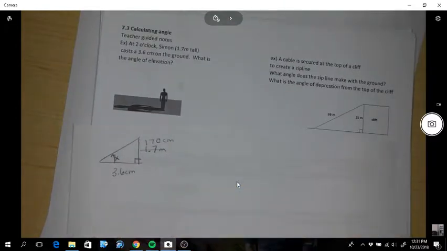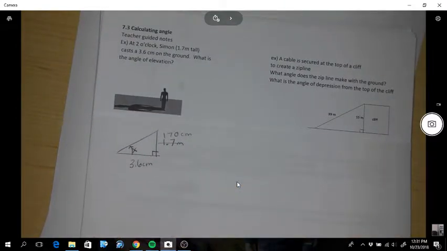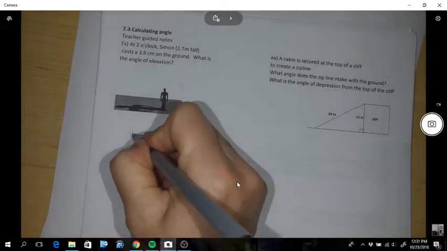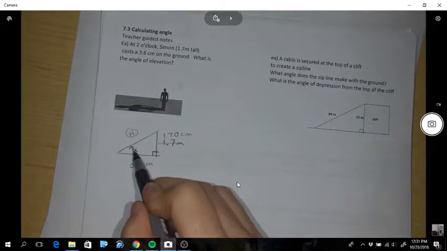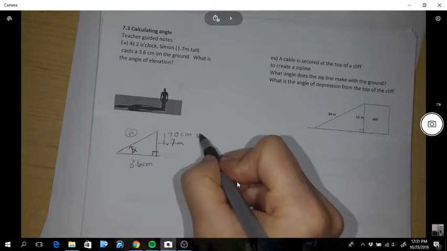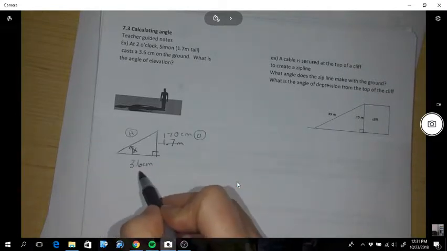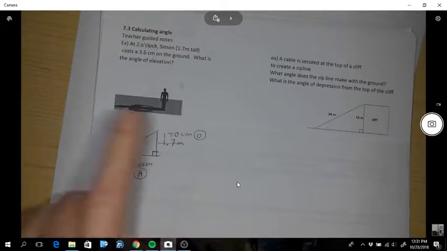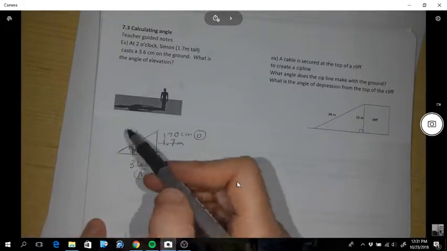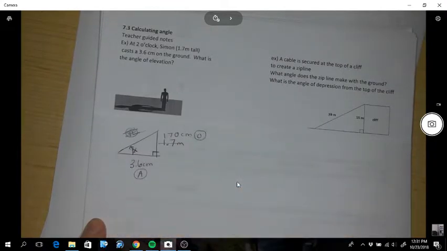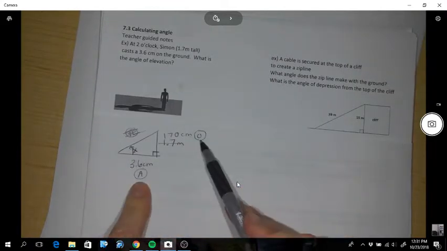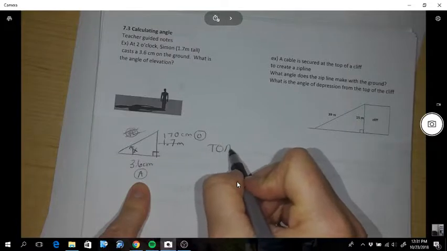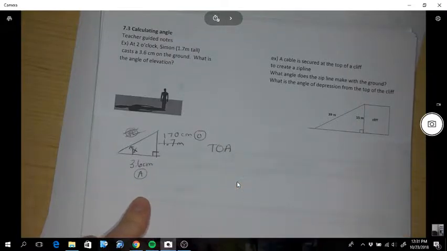Okay, so now that we have that drawn, this is my H. The angle is here, so this is opposite. The angle's here, so that's adjacent. Okay, O, A, and H are labeled. Now, which one do I not need? I don't need the H. So I need an O and an A, so that means I'm going to use the TOA strategy.